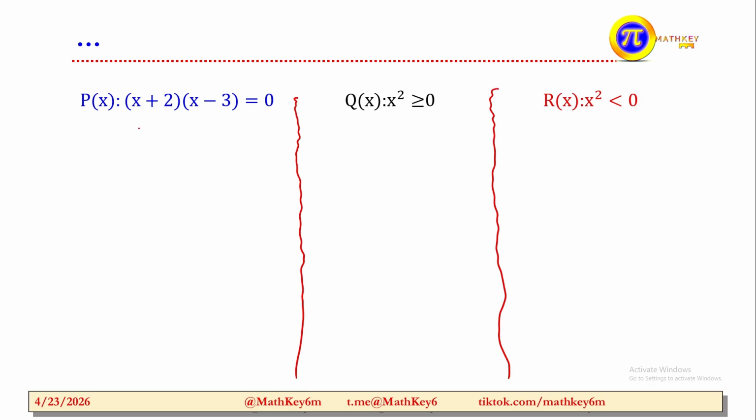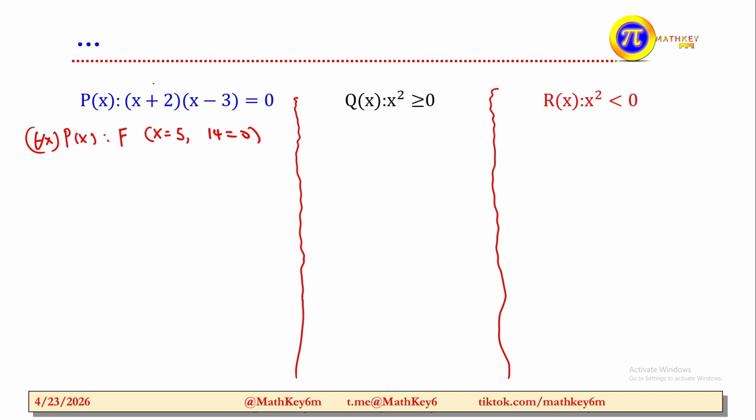Or to find the truth value of the quantifiers, p, q and r depend on what? One variable x. So if we consider the first one, for all x, that is p of x. It satisfies for all x. Is it true or false? It is false. Why? It is false because if we take x equals 5, it says 5 plus 2, that is 7, 5 minus 3, that is 2, 2 times 7, that is 14, is equal to 0. Yes? False. So it works only for what?